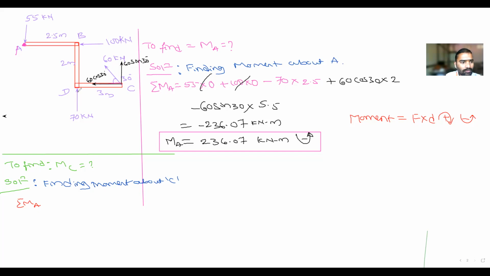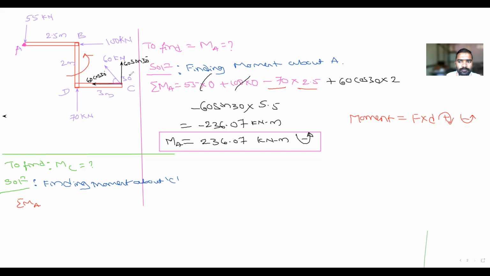Next, consider the vertical force at point D. At point D, a 70 kilonewton force is moving in the upward direction. There is a perpendicular distance between A and the line of action of the force. Correct? How much is it? It is 2.5, as given. Consider there are no other forces, only the vertical force is acting. When this is acting, is the entire body moving anti-clockwise or clockwise? The entire body is moving in the anti-clockwise direction. That's why I have written minus 70 into the perpendicular distance, 2.5.